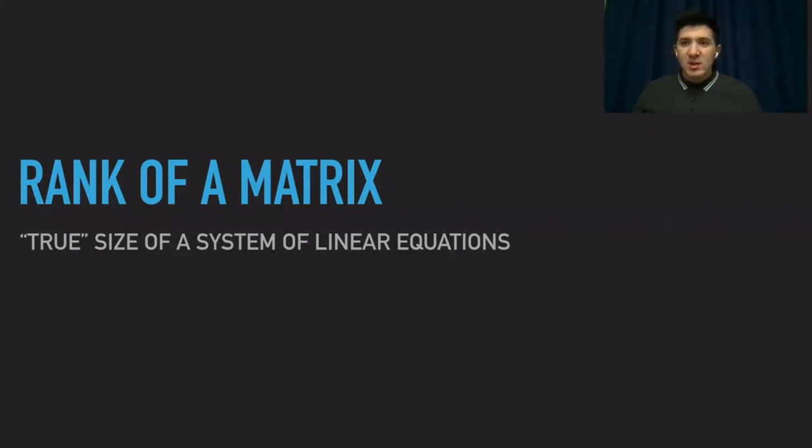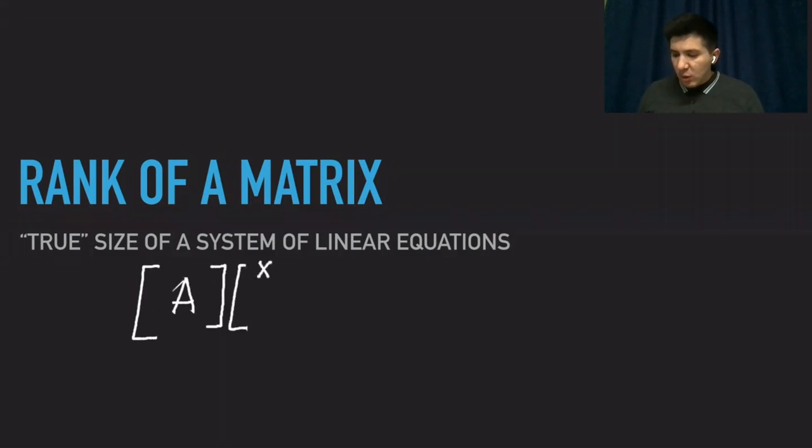In this video lecture, we are going to discuss the rank of a matrix. The rank of the matrix is going to tell us the true size of a system of linear equations. What this means is that if you have some matrix A, let's say with 3 columns, your variable x is also going to have 3 components, x1, x2, and x3. So essentially you're multiplying the matrix A by the vector with the 3 components.